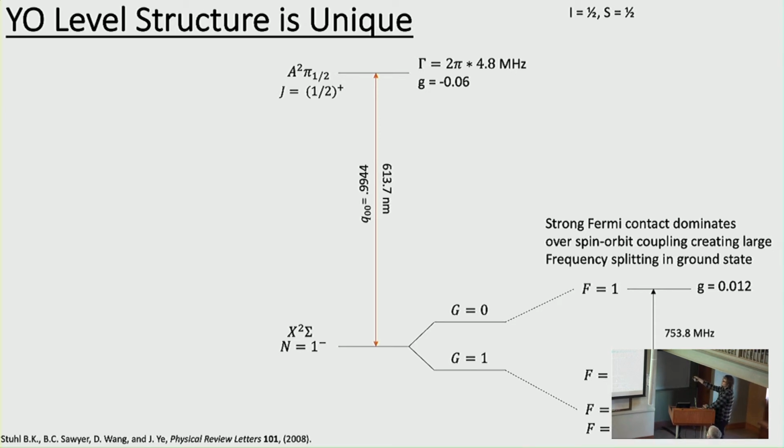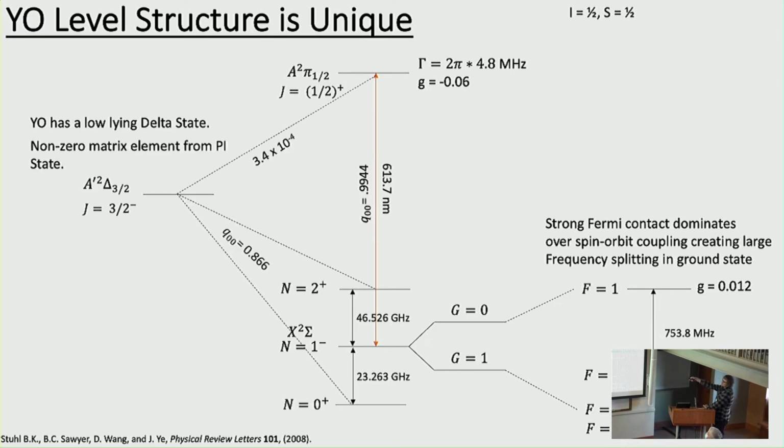But the thing I really want to focus on is this particular g-factor right here, 0.012 on G0, F equals 1. I want you to keep this g-factor in your mind throughout this talk. Another interesting thing about YO is this delta state sitting here. Well, that's pretty interesting. What's going on with this guy?